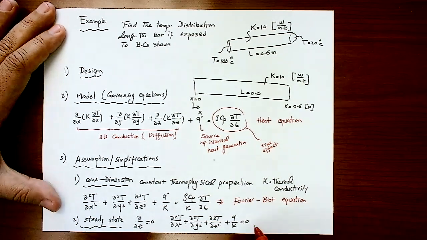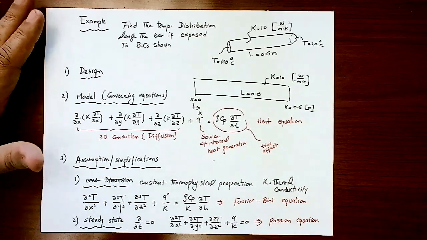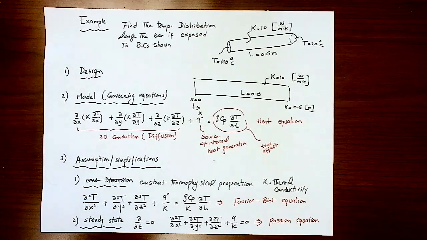What is this equation called? We call it the Poisson equation. With constant thermophysical properties, steady state, 3-dimension conduction with or without a heat source. This is called the Poisson equation.